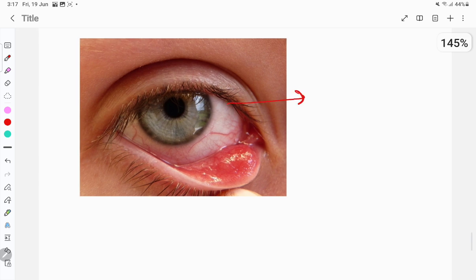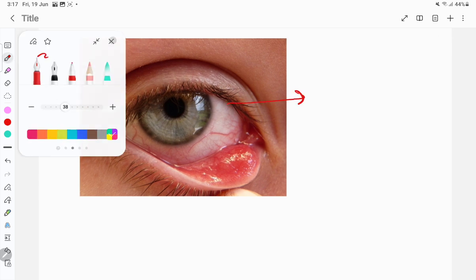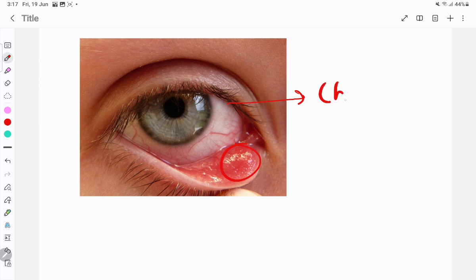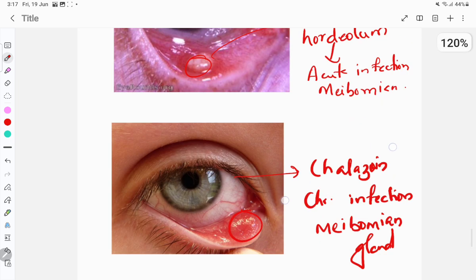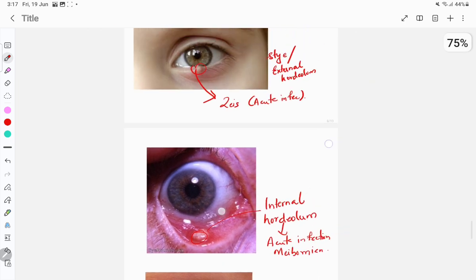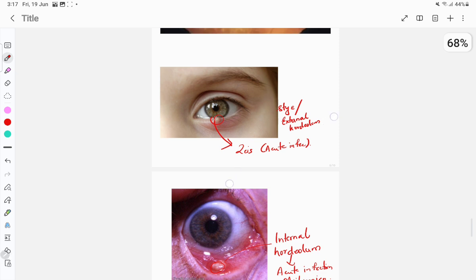They ask about chalazion every time. Yes, this is a case of chalazion, right? Now, what is chalazion? It is a chronic inflammation of which gland? Meibomian gland, right? So the questions are very simple. See, in ophthalmology you guys should score full marks if possible, right?